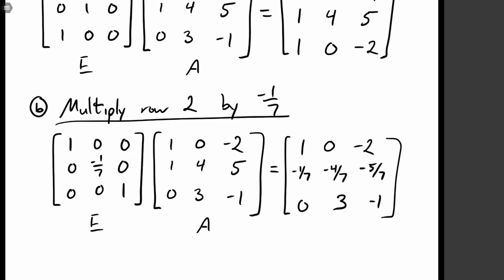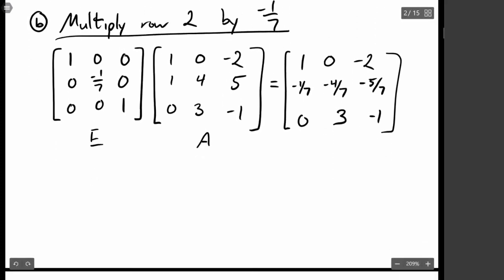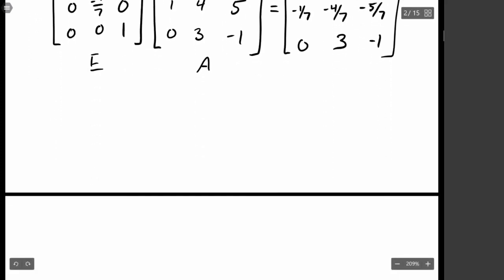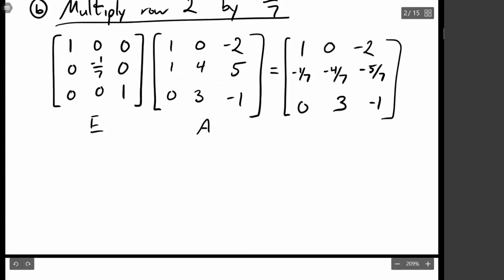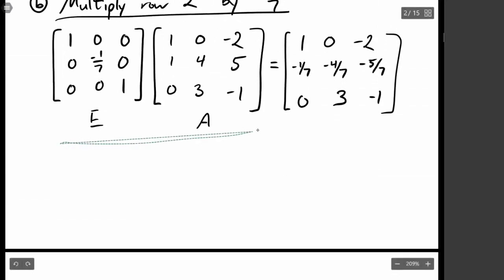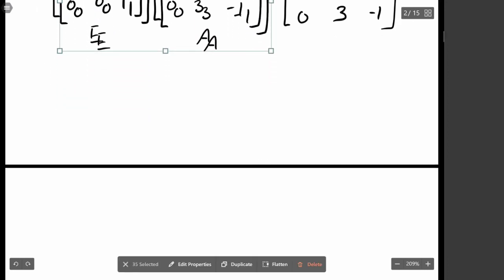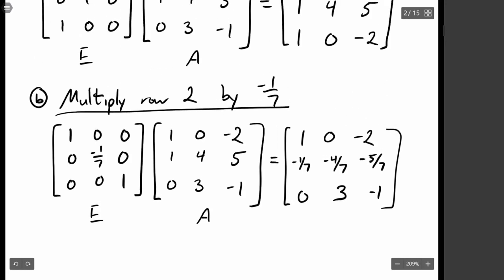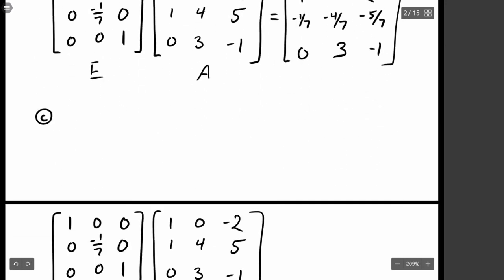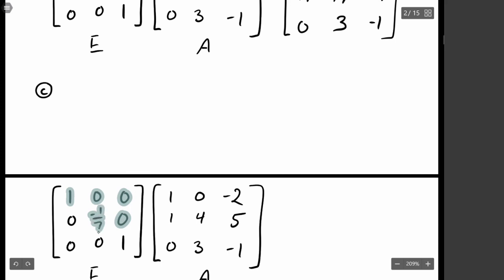Hopefully you're seeing how these elementary matrices work. Now again, I want to emphasize we need to multiply these on the left. Okay? So let's do one more example, which is the more complicated row operation, the one where we combine rows.